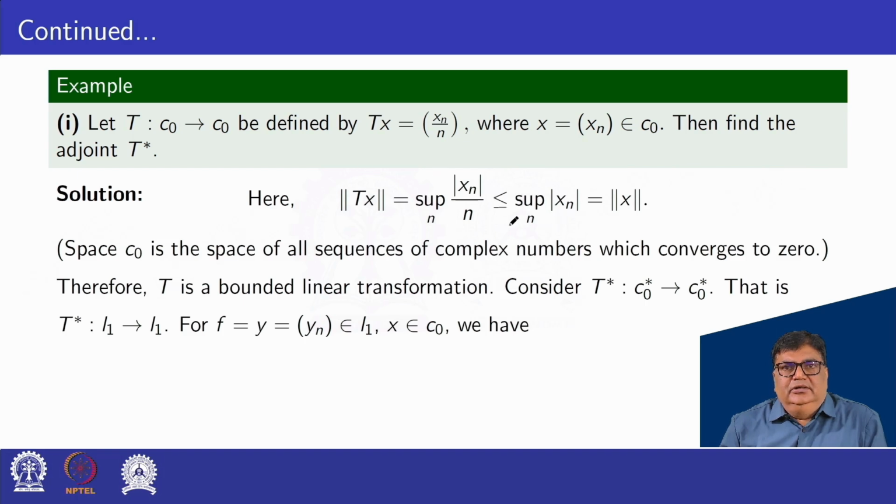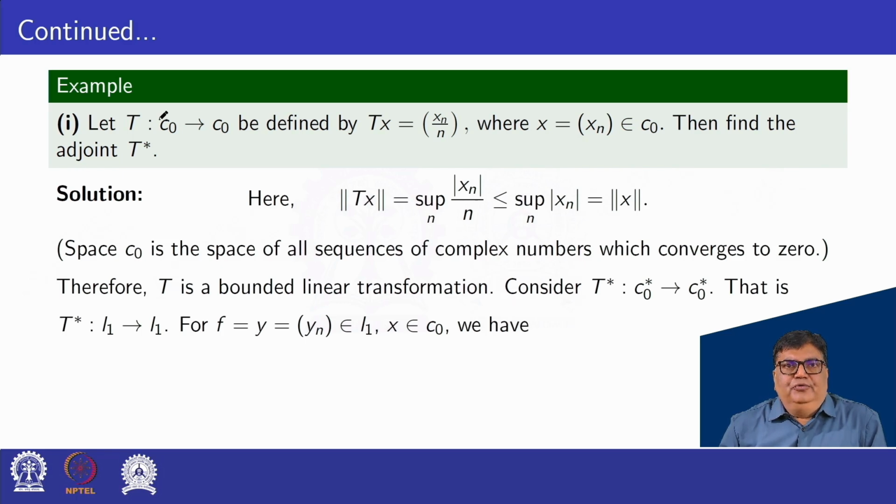So the supremum of mod xn is defined in the L infinity norm. So xn belonging to L infinity, that is the norm of x in the infinity norm. What is C0? C0 is the space of all sequences of complex numbers which converge to 0. So the norm of Tx is less than or equal to the norm of x, that is, T is a bounded linear transformation.